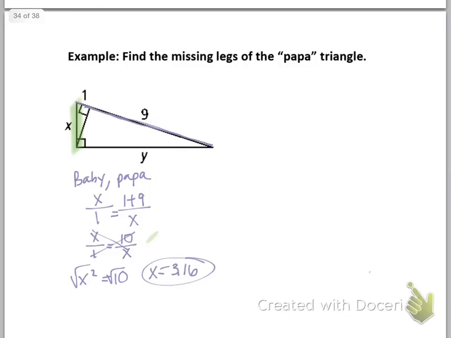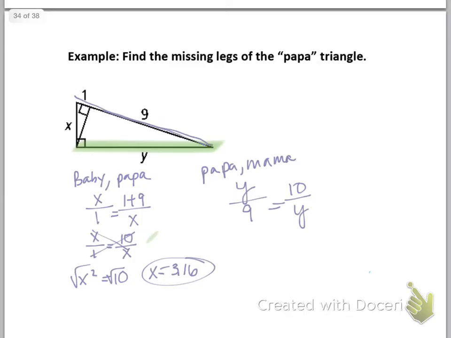Okay, so now I'm going to erase this and we're going to do y. Here's y. Okay, this is touching papa. And it's also touching mama. So when I set it up, I use papa and mama. So y over, let's do mama. So the length of mama here is 9 equals papa, the entire length. So 9 plus 1 gets me 10. And then I have y again, the missing leg. So I got y squared equals 90. Square root both sides. Square root of 90 in decimal is 9.49.